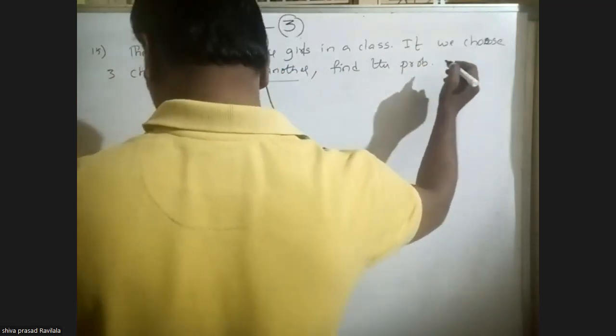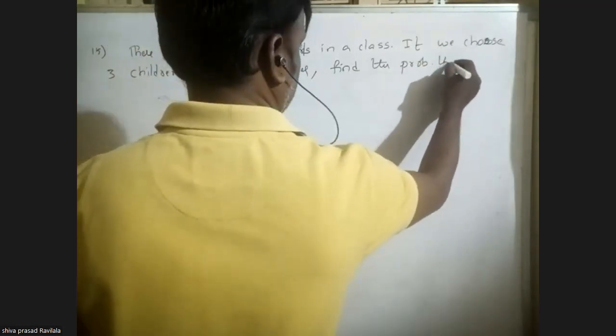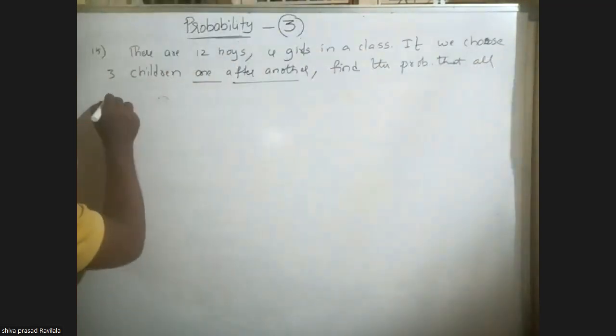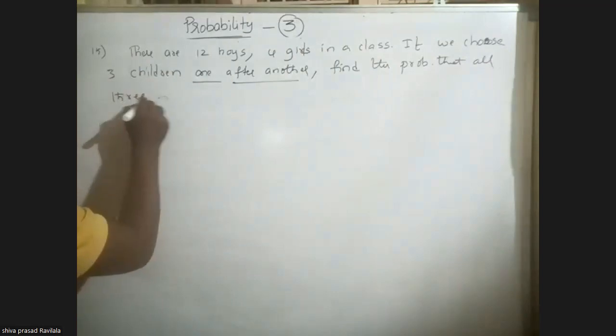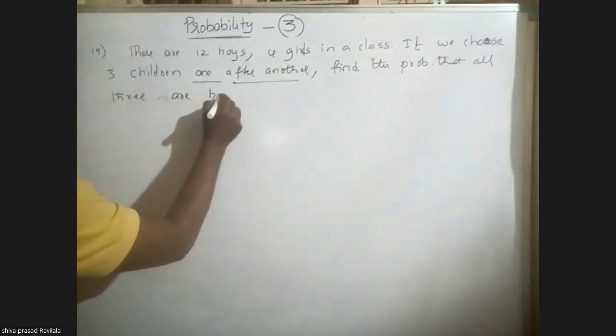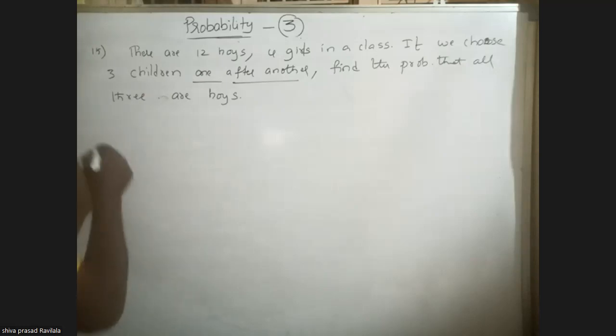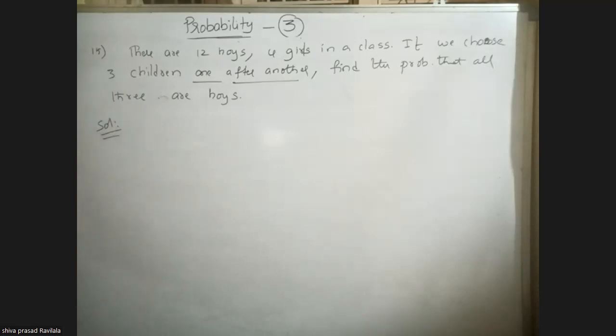Find the probability that all 3 are boys. There are 12 boys and 4 girls in a classroom. If we choose 3 children, one after another, find the probability that all 3 are boys. Simple question. No need of any formula.